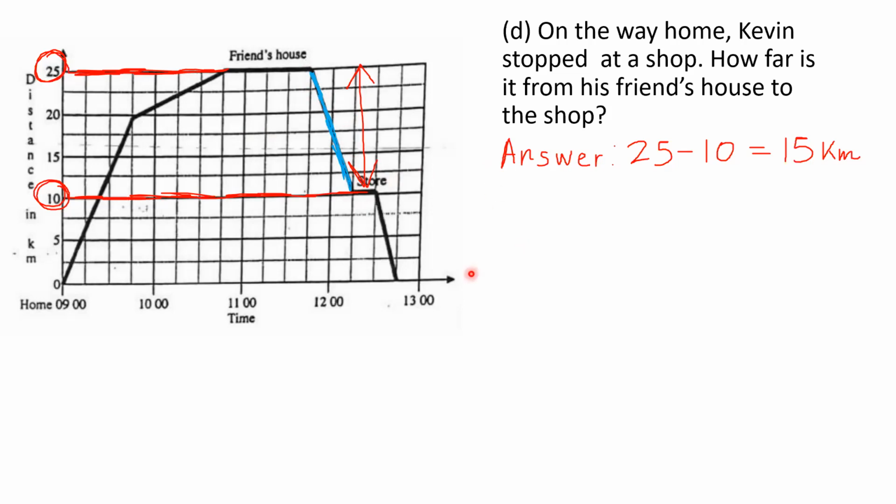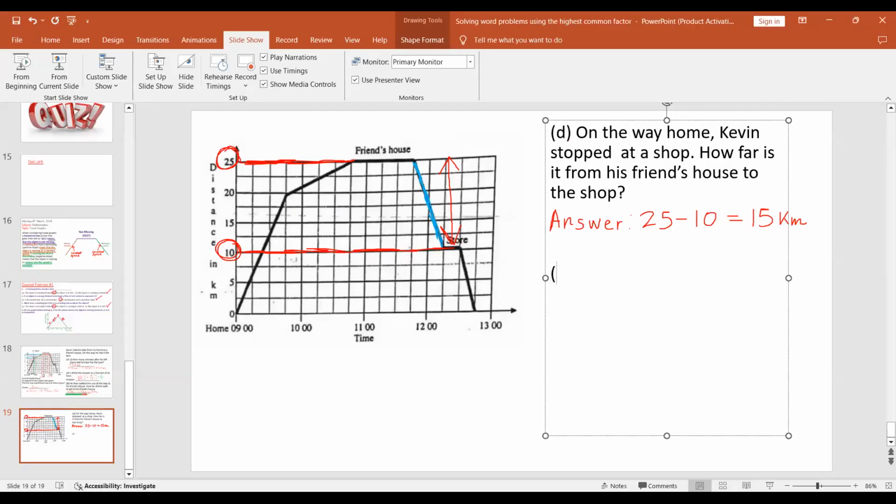Okay, next question. It's going to be question E. Calculate his average speed after he left his friend's house for the store. So this question is asking us for average speed.